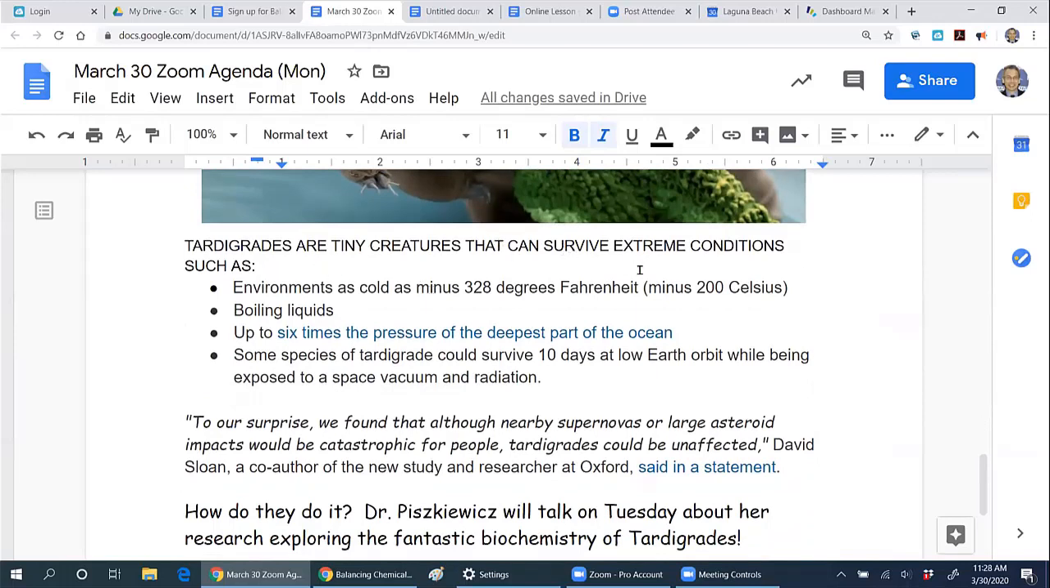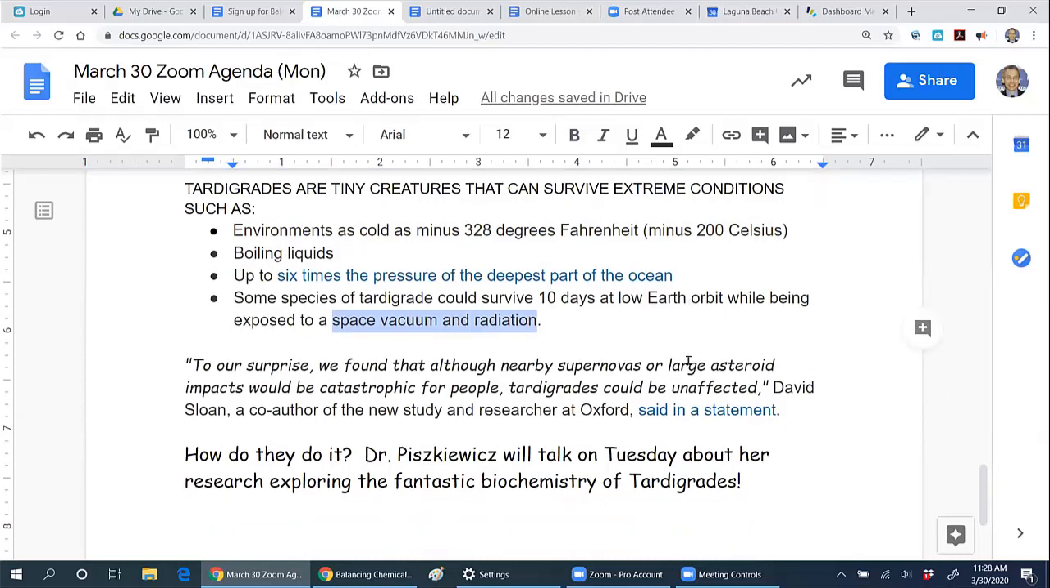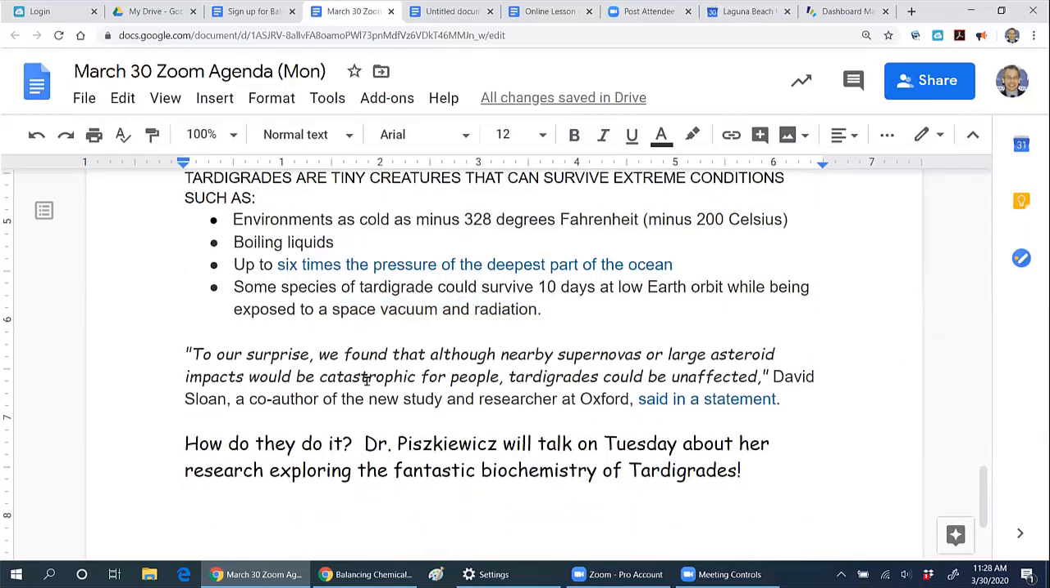But they can survive extreme conditions. So they can be frozen, and any normal creature would be frozen solid here, but the tardigrade survives. And you can throw them in boiling water, and the tardigrade survives. And you can put them at the bottom of the ocean, and the tardigrade survives. And they can even be in space where there's no air and extremely cold, and there's a lot of radiation, and the tardigrade survives. So I love this quote here.